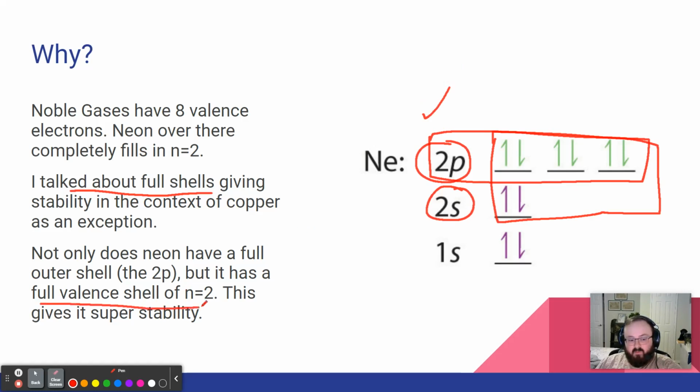But it also has the full valence shell of all of the n equals 2 elements here. Alright, so not only does it have the full 2p shell, but it has a full 2p and 2s shell. This gives us kind of like a double stability. So we could call it super stability, whatever, but neon, it is super stable. It does not need to do anything because all of these electrons are filled. It doesn't need any more electrons. Why would it react and get more electrons?